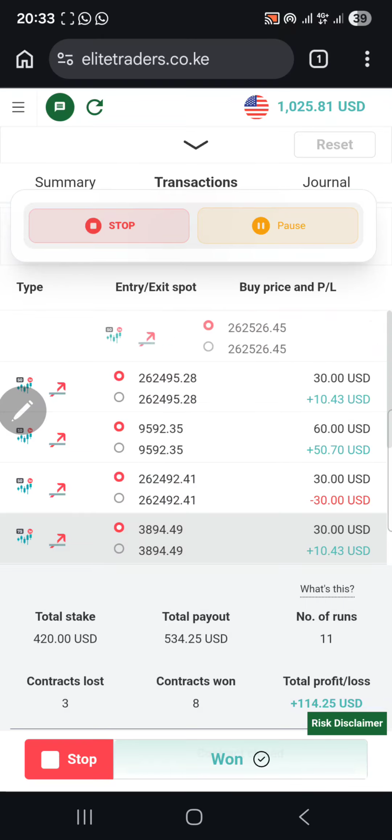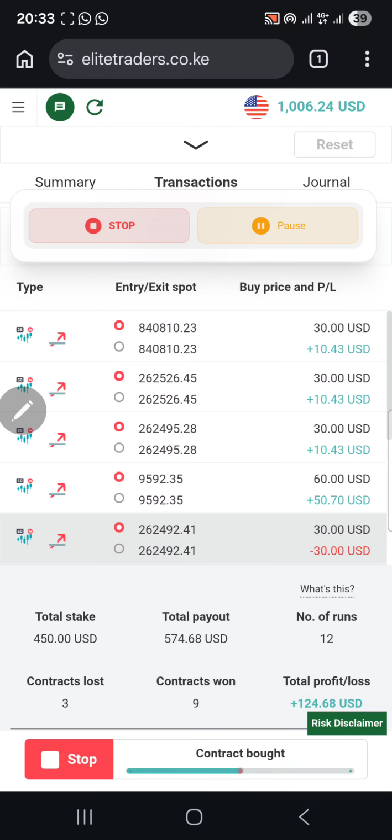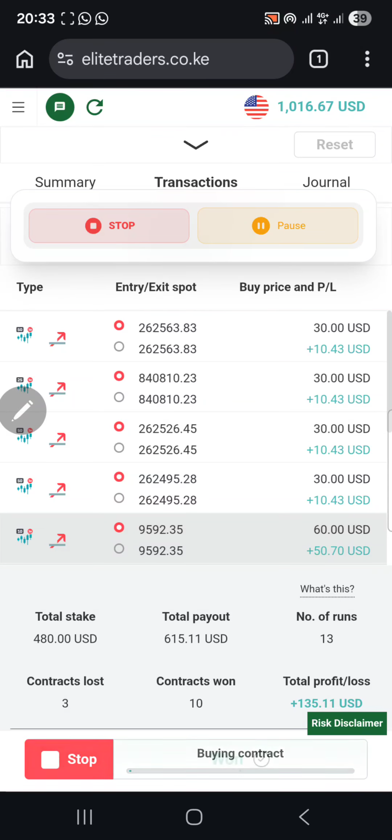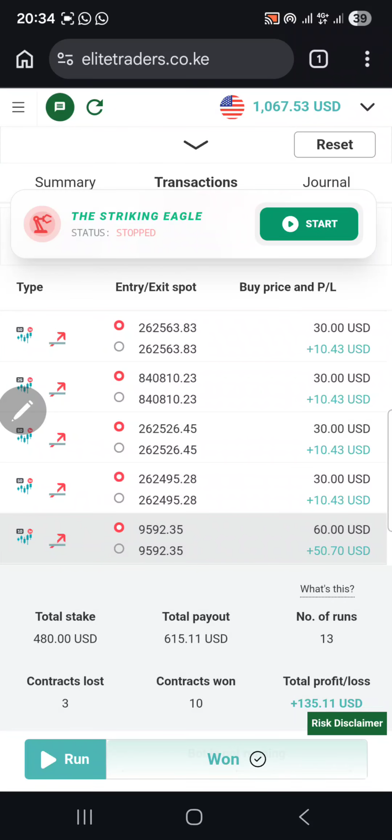I think we only need to take a few trades for us to hit our TP of 150 USD. So far we have taken 12 trades, 10 wins, 3 losses, 135. We need 2 more. Good. Target profit hit. Just check. We took 15 trades, 12 wins, and just 3 losses.